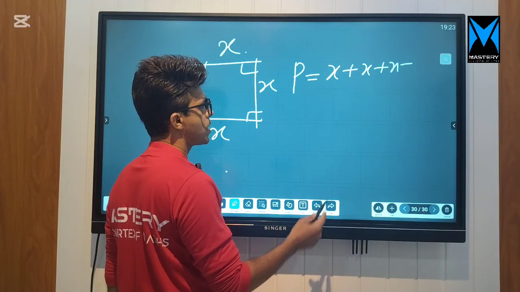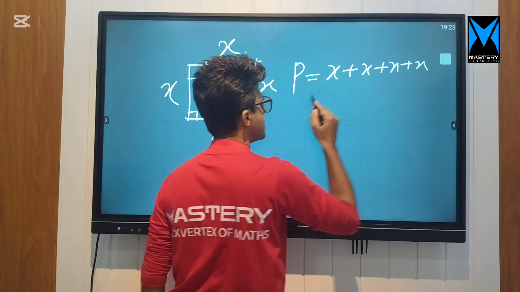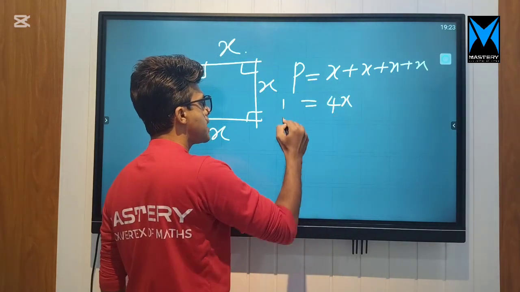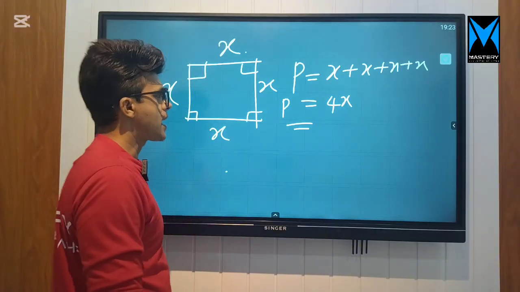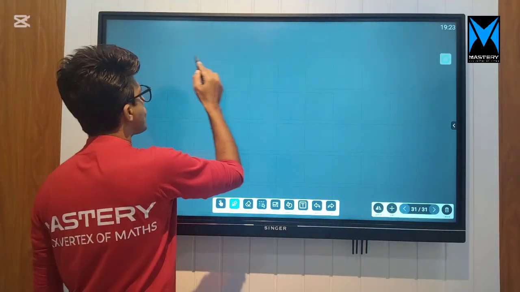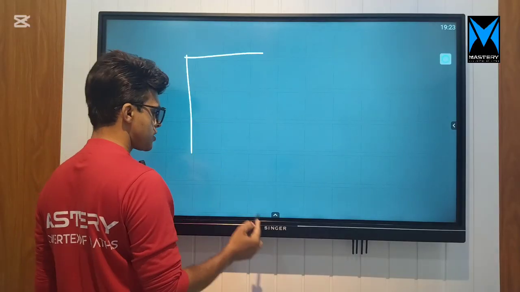No need of writing this one here, right? So x means here 1x. So the answer is 4x. So P means here perimeter, or you could write that as perimeter. So the other one is, how can you find the perimeter of this type of one?